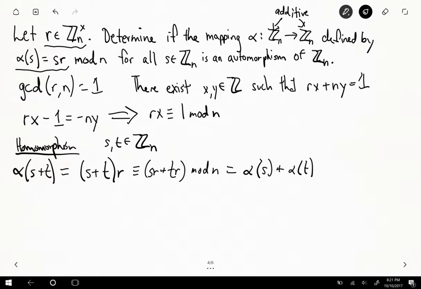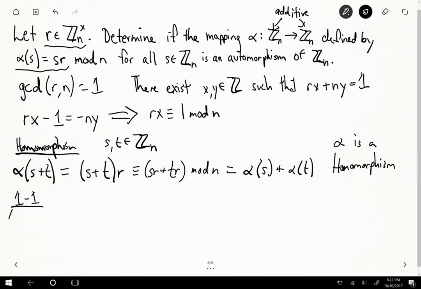Okay, so now where do we go from here? Well, we have a homomorphism, right? So alpha is a homomorphism. So we're good on that part. Now we need to do a couple other checks. So we need one-to-one.